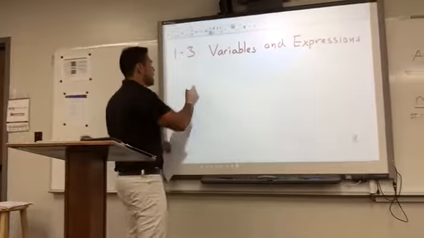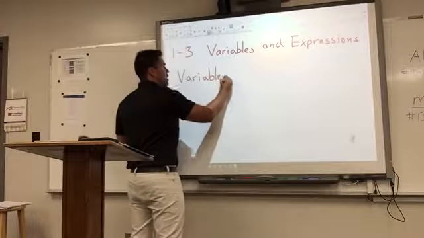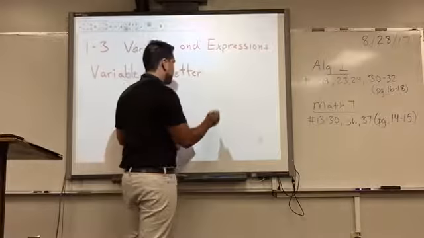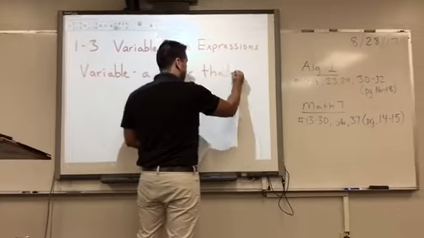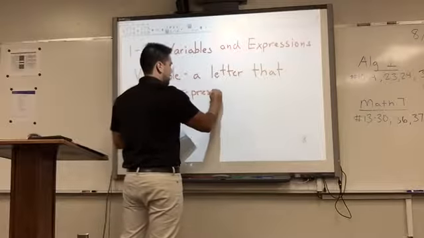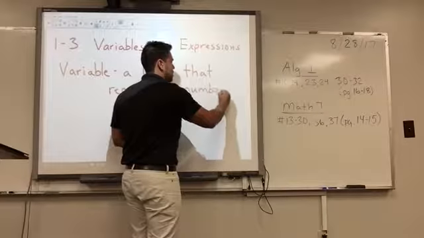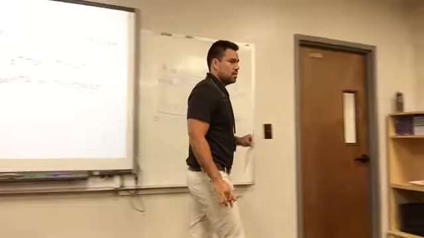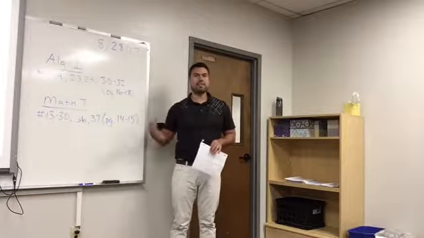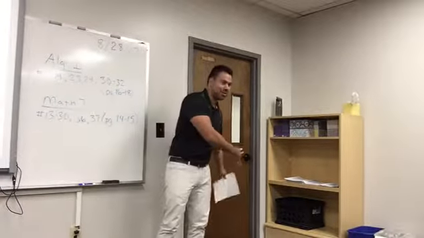Well, we need to understand what a variable is. So let's get a definition. A variable is a letter, usually a letter, that stands for a number or that represents a number. Okay, a letter that represents a number. Mr. A, why didn't they just use a number then? Why do they have to say it's a letter that represents a number?